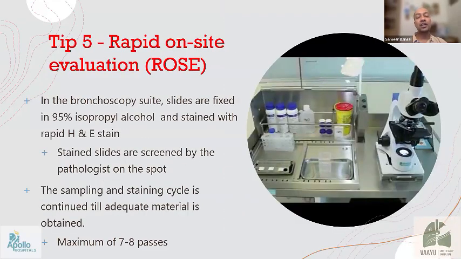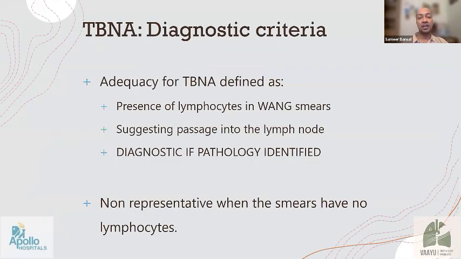ROSE is important. In ROSE, generally you have a station set up. Again, I would recommend, if you're doing conventional TBNA, that it is a very important value addition, so that you can immediately see whether your samples are adequate or not. Should I process further or not? The stained slides are generally screened by pathologists. Nowadays, a lot of pulmonologists are also doing it. The sampling and staining cycle is continued till adequate material is obtained.